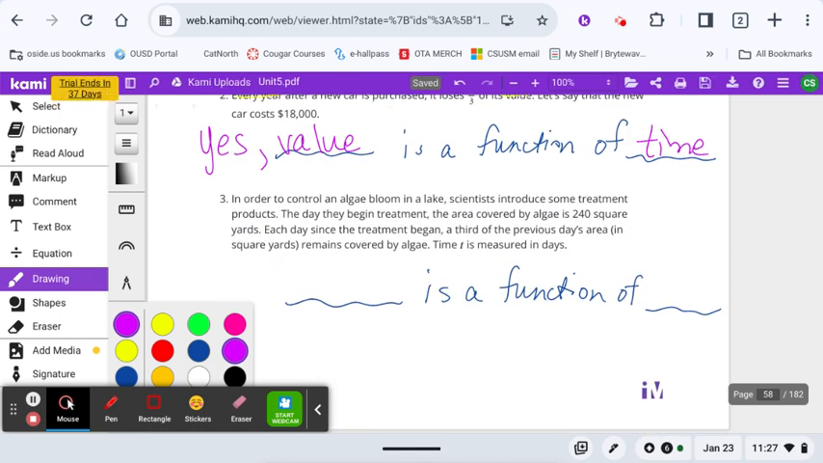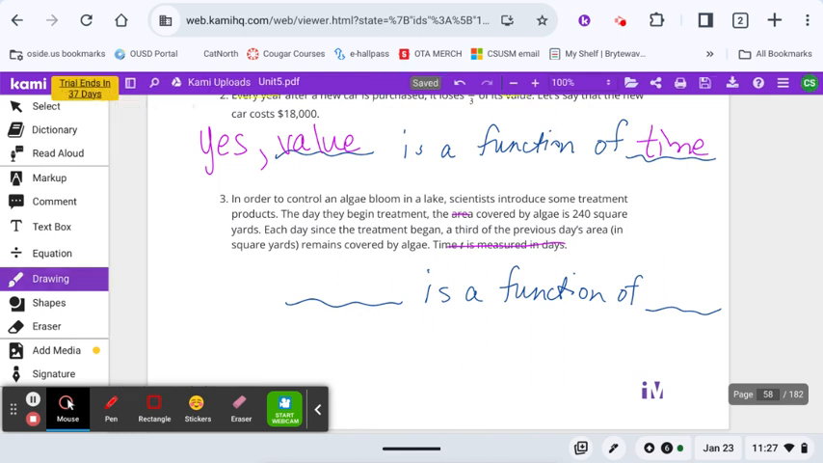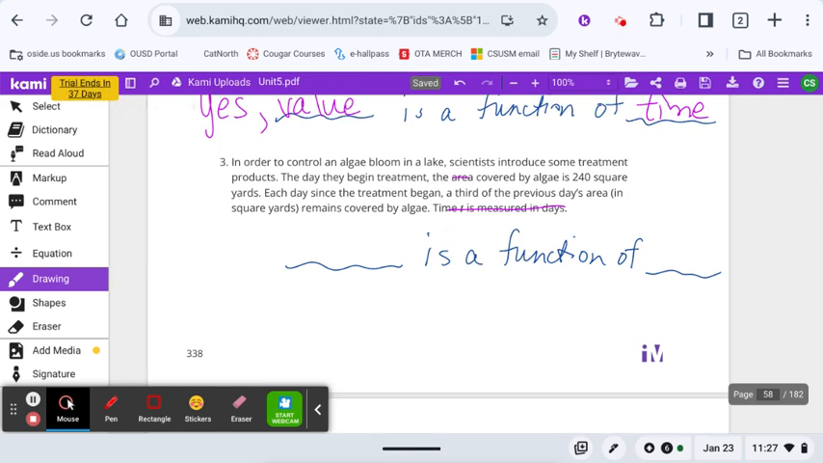And finally, we're talking about the algae bloom where scientists were looking at the area. Again, we're talking about area and time measured in days. And so asking the students, what do you think? Is area a function of time or is time a function of area? And they said, yes, area is a function of time.